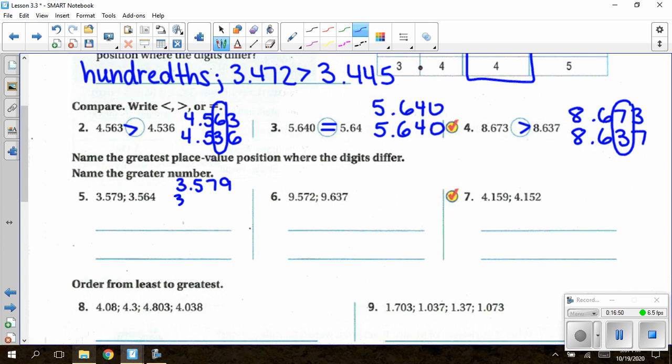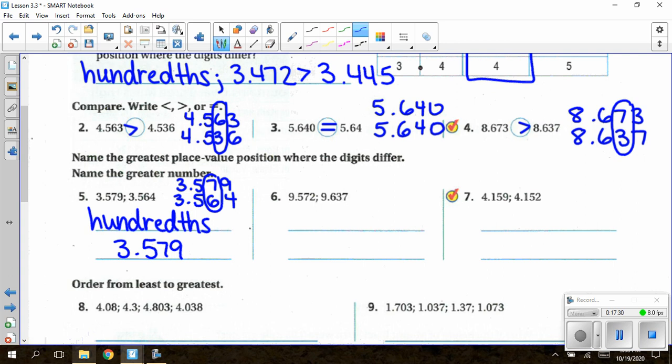This will allow me to compare very easily. Noticing where they are first different is the hundredths position. The top number has a 7, the bottom number has a 6. So I would on the line write hundredths. Make sure you have your THS to indicate that this is a decimal position. And then to compare and naming the greater number, 7 is greater than 6. So the 3 and 579 thousandths would be the larger decimal.